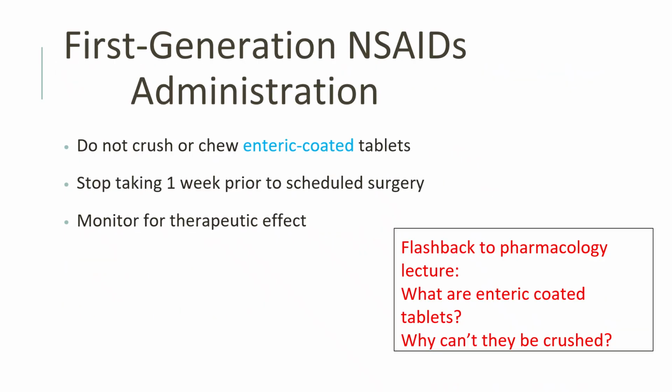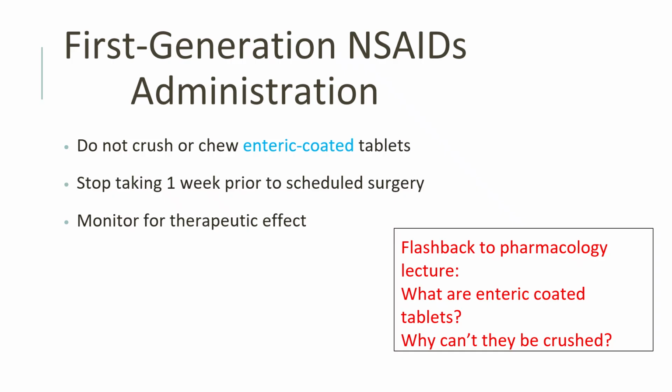As our first generation NSAIDs, you remember that is the Aleve, ibuprofen. The aspirin, they have a lot that are enteric coated, therefore they can't be crushed or chewed. We know that from before. It's that M&M shell on the outside. Remember, going back to your pharmacology lecture on that, why we can't give that or chew it and crush it.